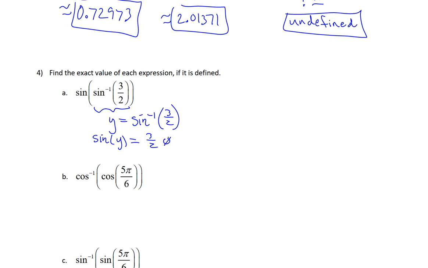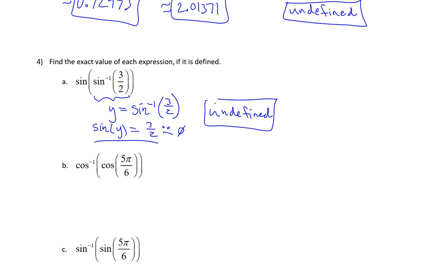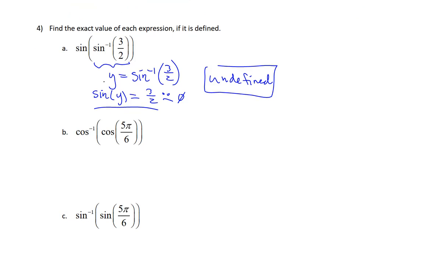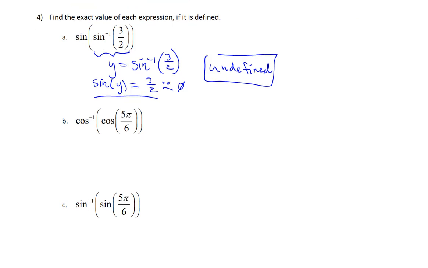So since that will never happen, I'll put a little frowny face here. That's not going to happen. There's no solution. The sine of anything is never 3/2. That's beyond the range of sine. So for that reason, we would have to say that this overall example is undefined. Or again, you could say there's no solution to it because there is no value y such that the sine of it is 3/2. So that inner portion is undefined. And if the inner portion here is undefined, then the whole problem is undefined. Okay, well that's kind of a special case. Let's look on to another one.